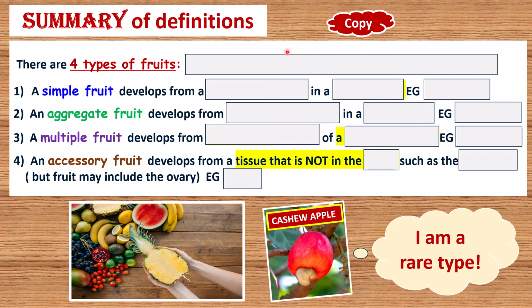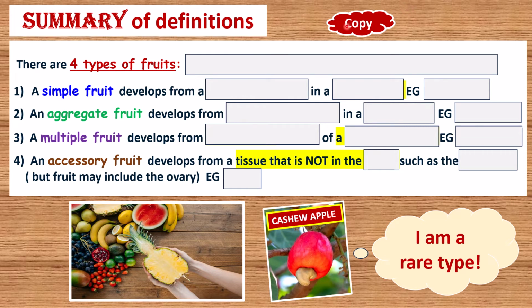Here is a very good summary of the four different types of fruits and how they are classified. So there are four types of fruits. Now you can copy down these notes in your notebook first and then try to answer by filling in the blanks. And we'll discuss the answers afterwards. So you can pause the video now and try and find the answers first.